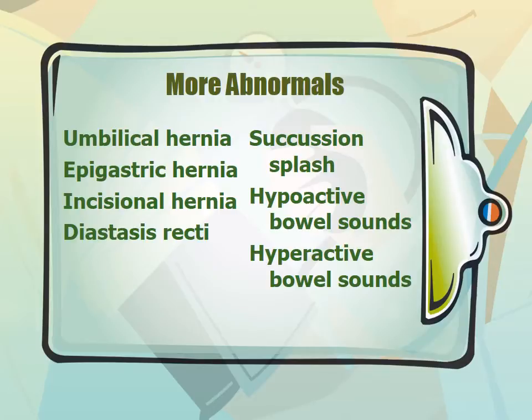So make sure that you go back and look at the different types of hernia and what we call diastasis recti, which is a separation of those abdominal muscles, which we see in infants when they're first born, and we see this in women who have had babies as well. A lot of times those abdominal muscles will separate. All right, we want to know about hypoactive bowel sounds, and we want to know about hyperactive bowel sounds.